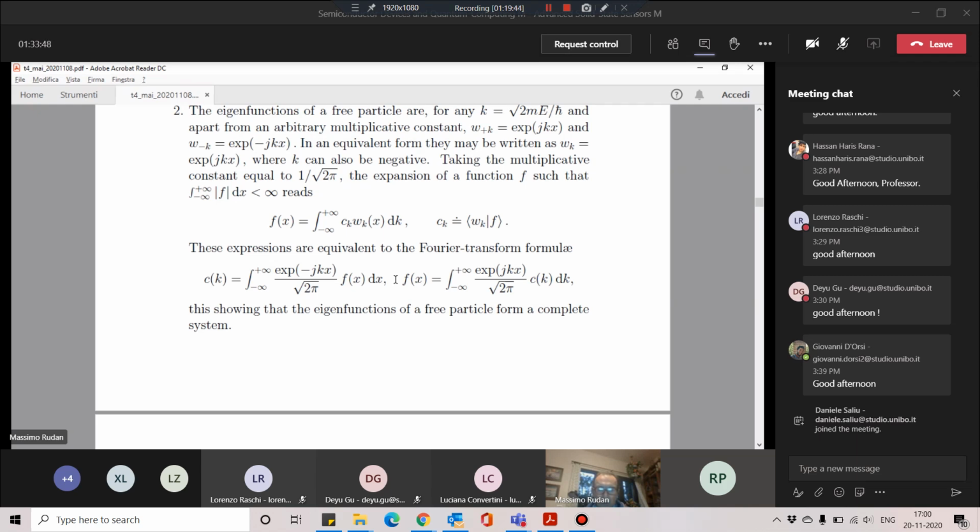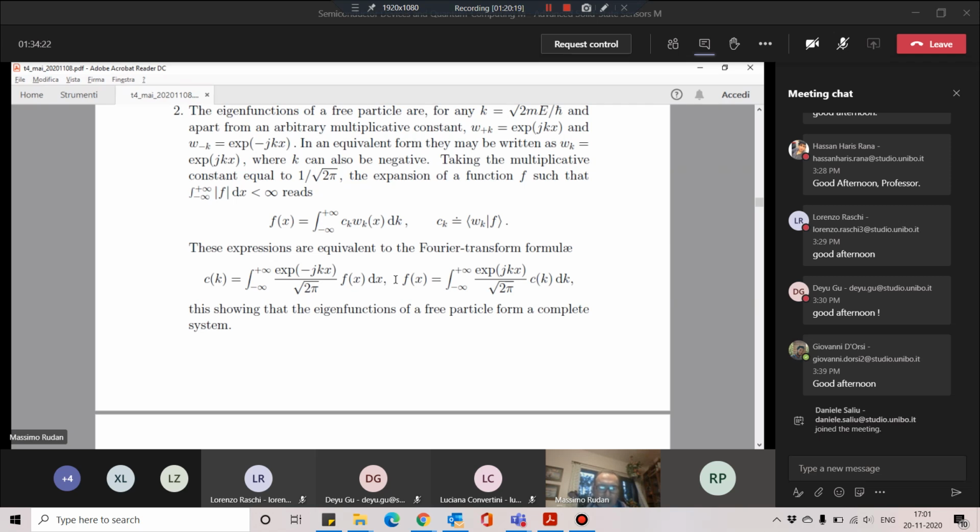So exponential of jkx is the eigenfunction of the Hamiltonian for the free particle. So we have a second example in which we can say that the eigenfunctions of the Hamiltonian form a complete set. If we want to write it in short, we can use the shorthand, the compact notation that is visible above.